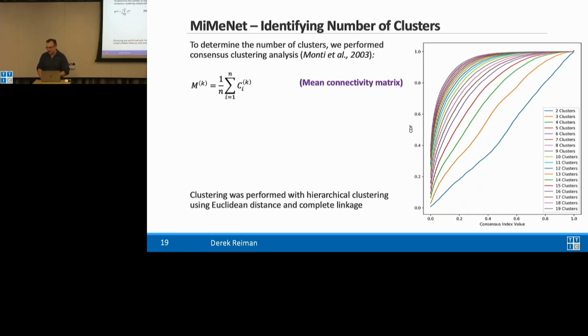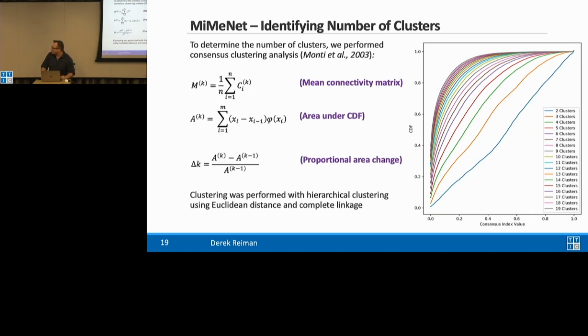And that's what we see as we increase the number of clusters: we see our clustering get better. To evaluate the improvement we observe, we approximate the area under the cumulative distribution function using rectangular approximation, and then calculate a proportional area change between k-1 and k. Now the issue is, since we're using hierarchical clustering, this will always increase. So we set some threshold where if it doesn't improve by a certain amount, we do not increase the number of clusters.